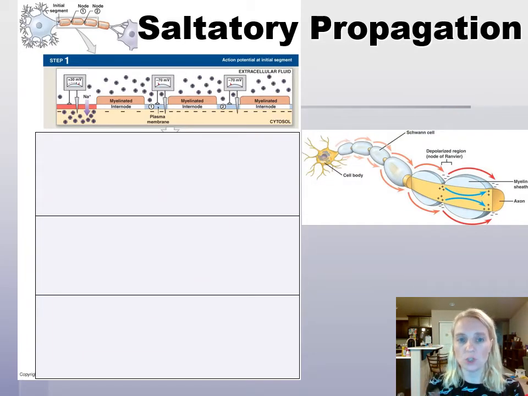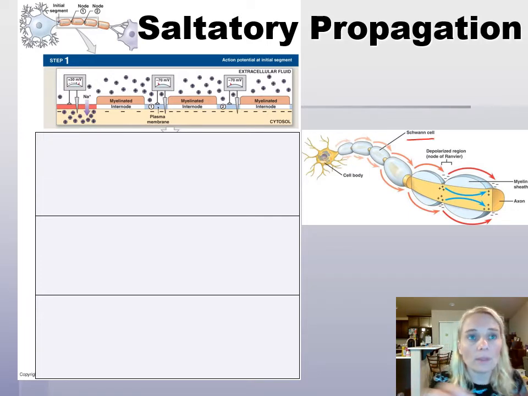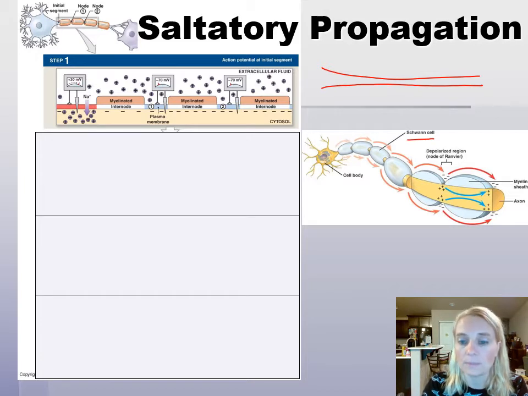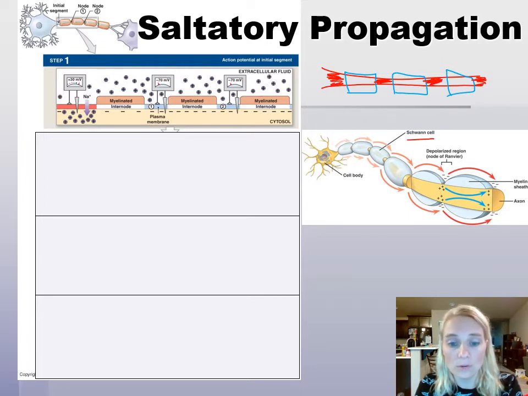Saltatory means jumping. When this was first identified, they noticed that the activity of the action potential seemed to jump down the axon. And if you'll notice, the axon isn't completely bare. It's got those Schwann cells or oligodendrocytes. They don't really identify, but there's myelin there, those myelin sheaths. Here they're calling it a Schwann cell, but it could be either one. So when you have a myelinated axon, if here's my axon and I put some Schwann cells on there, there are little gaps right here that are exposed to the environment. So here's our initial segment, here's node one, node two, node three, and these are called nodes. Node of Ranvier is an older term.